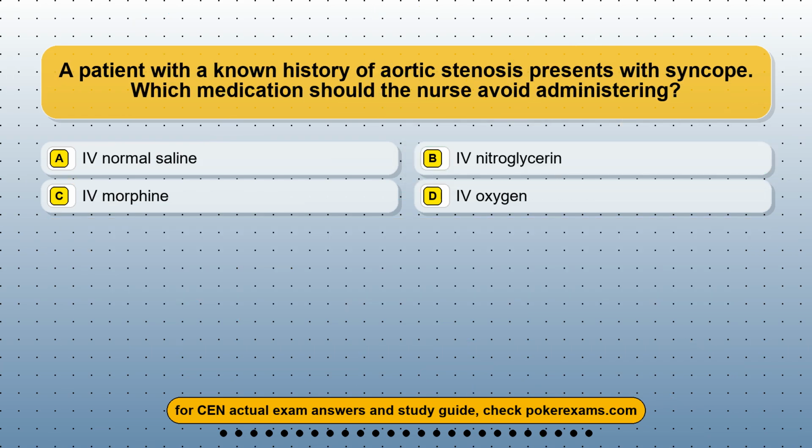Question 21. A patient with a known history of aortic stenosis presents with syncope. Which medication should the nurse avoid administering? Option A, IV normal saline. Option B, IV nitroglycerin. Option C, IV morphine. Option D, IV oxygen.